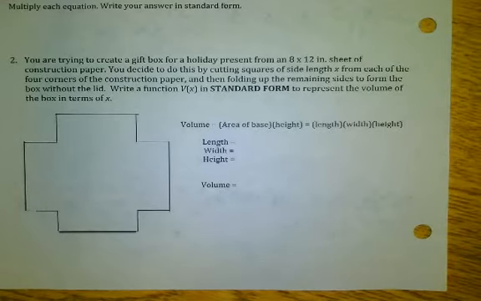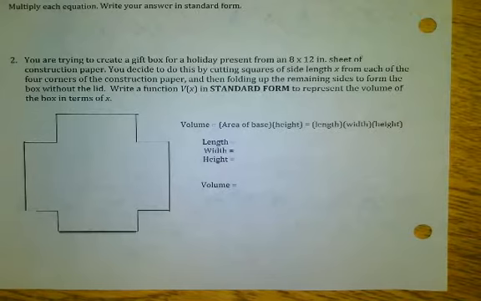Okay, you decide to do this by cutting squares of side length x from each of the 4 corners of the construction paper, and then folding up the remaining sides to form the box without the lid. So we're just wanting the bottom of your box. Okay, write a function V of x in standard form to represent the volume of the box in terms of x. Okay, so we're seeing how much we can put in our box.